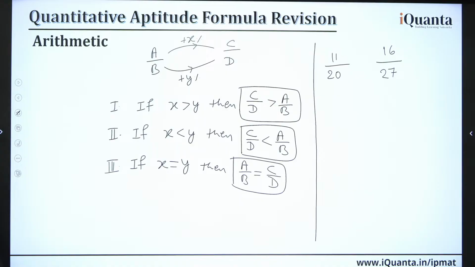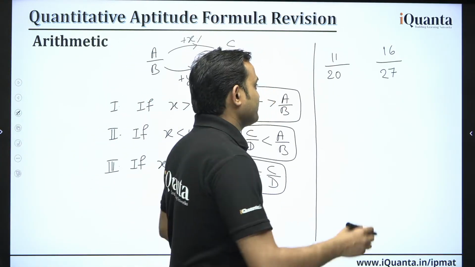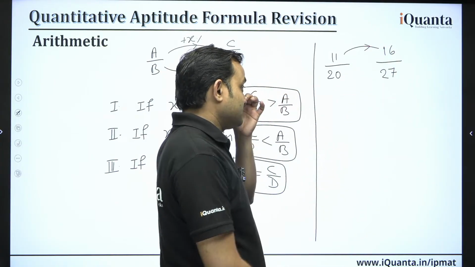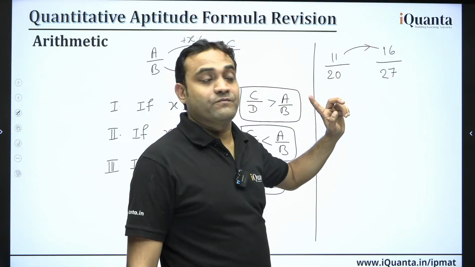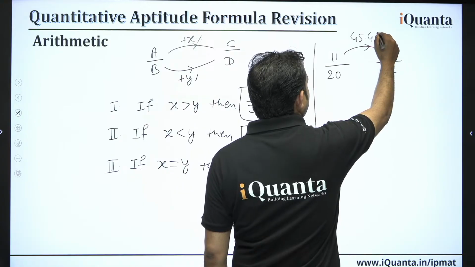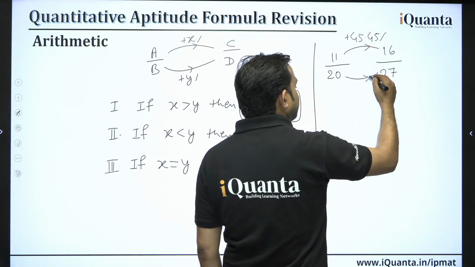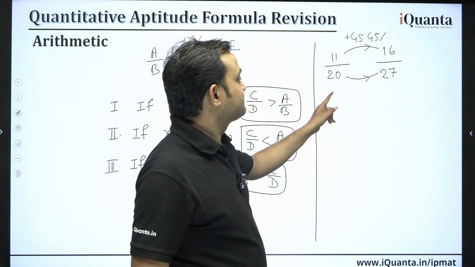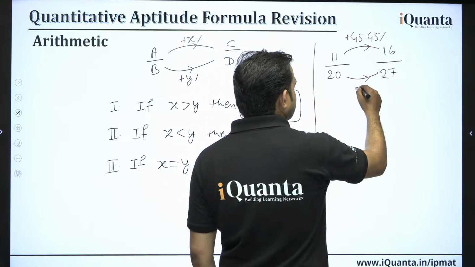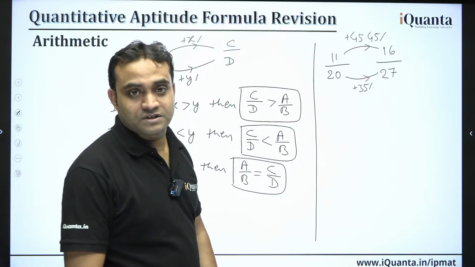So, what do we do? We will check the percentage change in the numerator. The percentage change in the numerator is 5 out of 11, which is 45.45%. And the percentage change in the denominator is 7 out of 20, which is 35%.